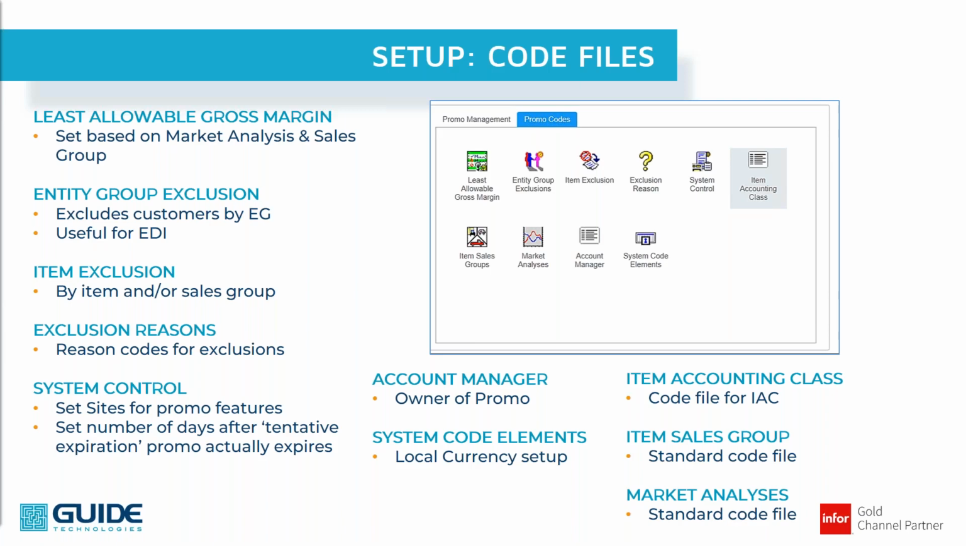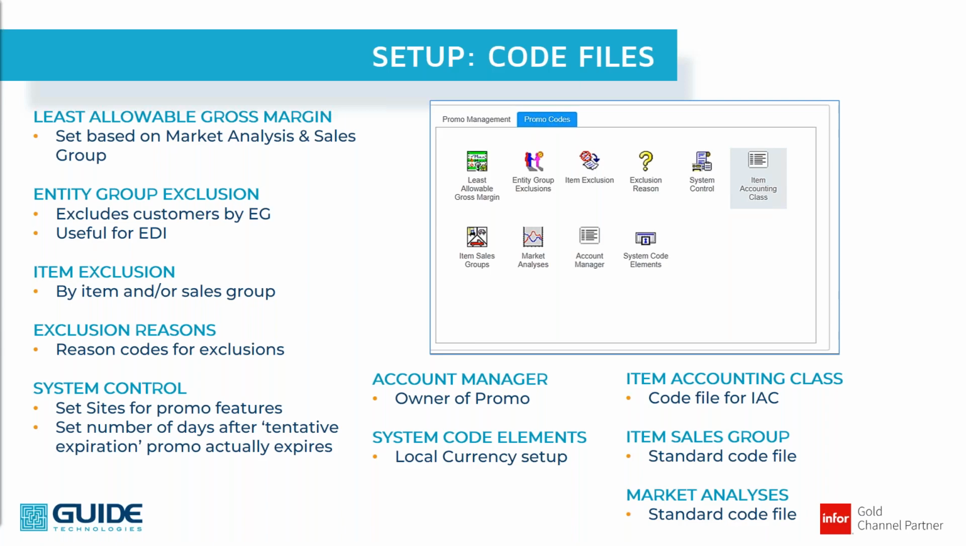The very top bullet pointed one we have is least allowable gross margin. We actually have an object that controls this based on the market analysis and on the sales group. So with the market analysis code and the sales group code, a combination of the customer and the item, you can create a least allowable gross margin. And what happens is if you have this customer, this item, and it appears on a promotion, it will actually give a highlighted red warning that this particular line is below the least allowable gross margin. We have some additional features coming for that.